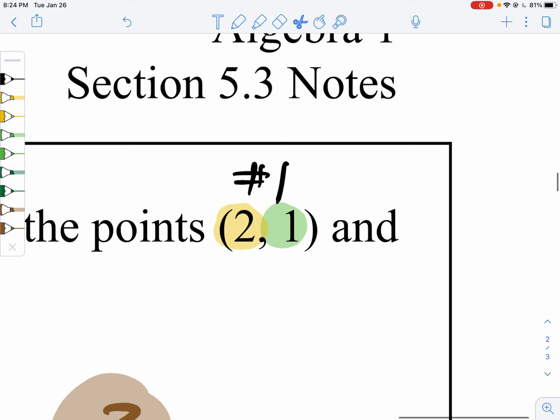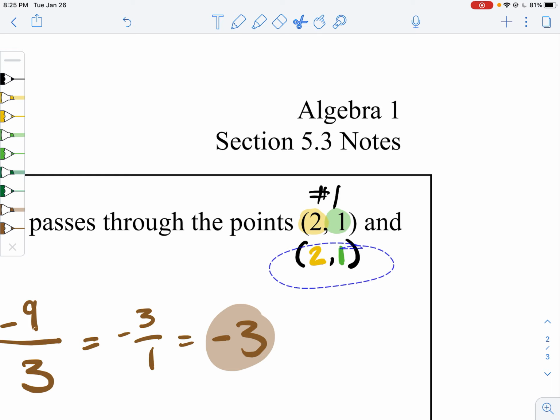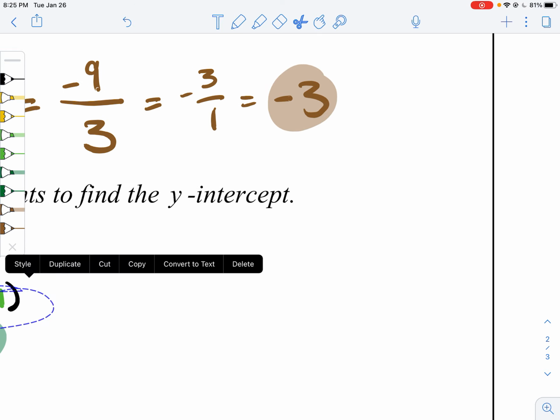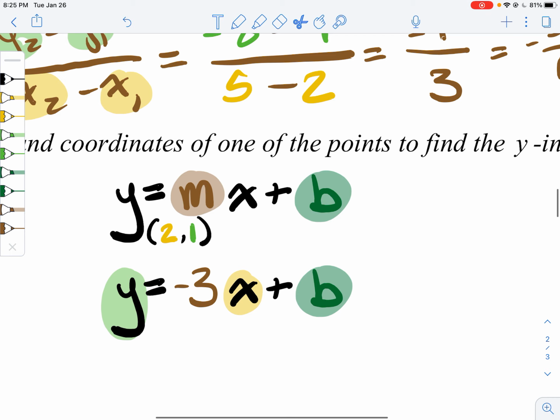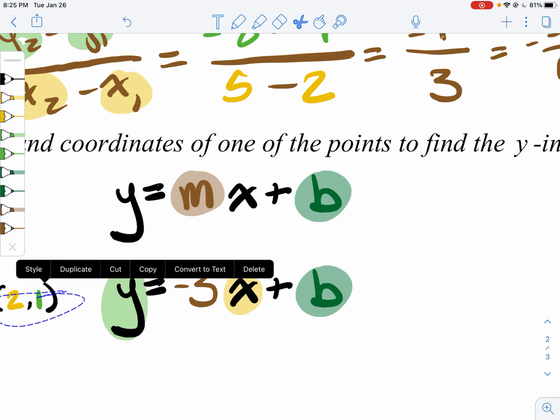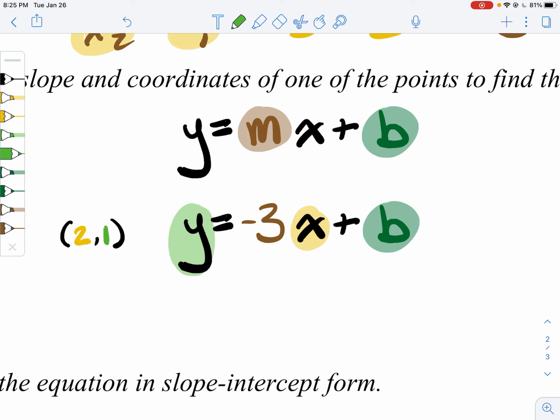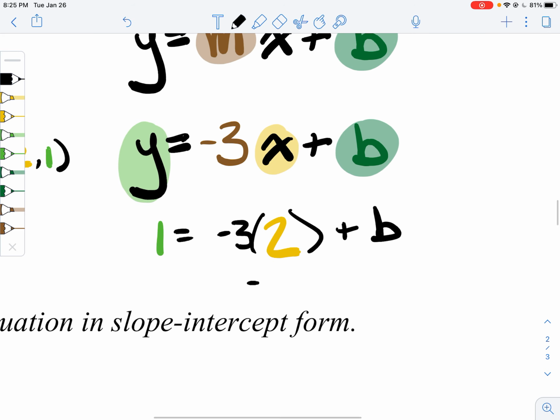I like this one because it's really simple. So here we know x is 2 and y is 1. So we're going to take this point and plug it into our equation. Okay. So y is 1, x is 2. Everything else is the same. Equals -3 times 2 plus b. Okay, well, negative 3 times 2 is negative 6. 1 equals negative 6 plus b.